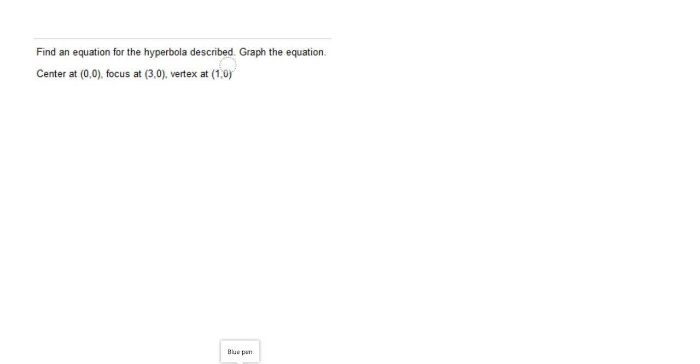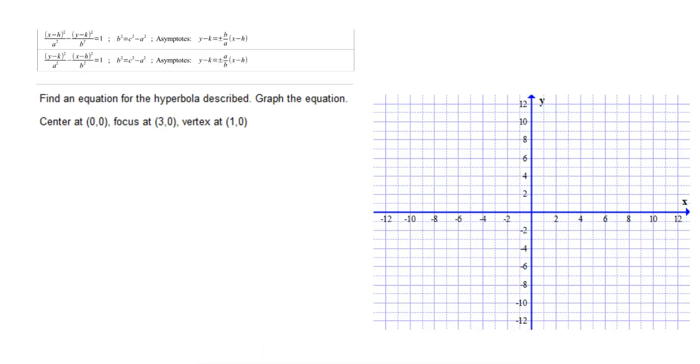Find the equation for the hyperbola described. Graph the equation with center at 0, 0, focus at 3, 0, and vertex at 1, 0. So for this example, we're given that we have a center at 0, 0, a focus at 3, 0, and a vertex at 1, 0. And with that information, I'd like to sketch the graph to find the orientation. So because all three of these points are falling in line horizontally, I know that this will have a horizontal orientation.